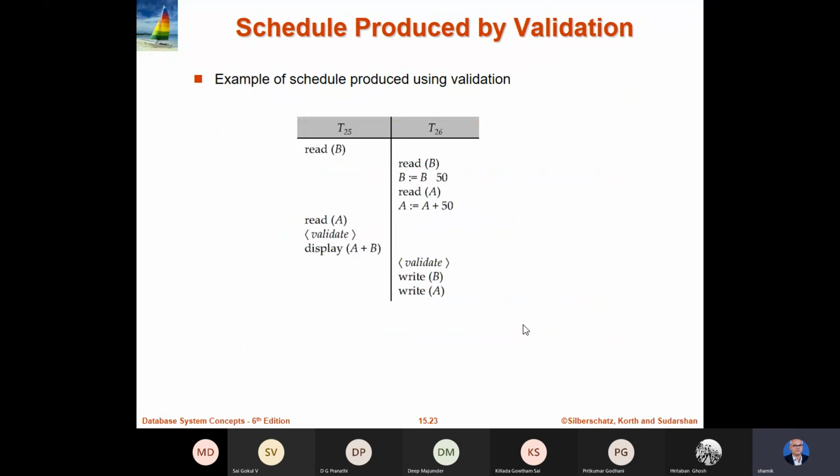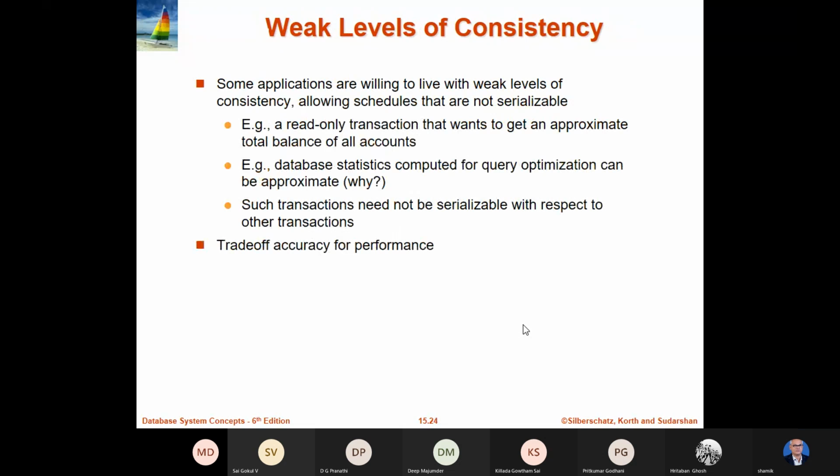So this is an example of a schedule produced by validation. So we see that read B, B equal to B minus 50, read A, A equal to A plus 50, read A, validate, and then display A plus B, and that is done by T25. And T26 does a validate, and then as we said, after it validates, it will do the writing. So T26 does the write B and write A after the validation step.